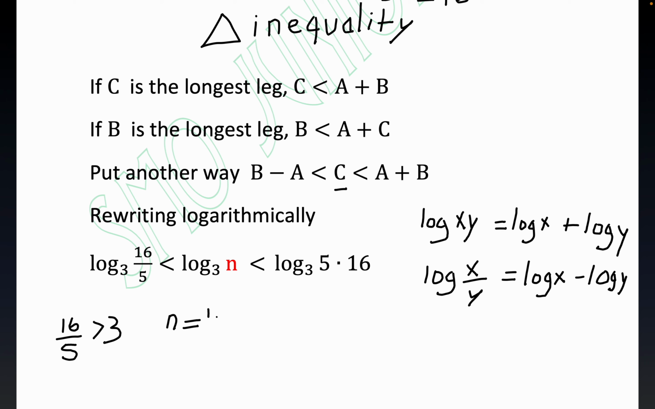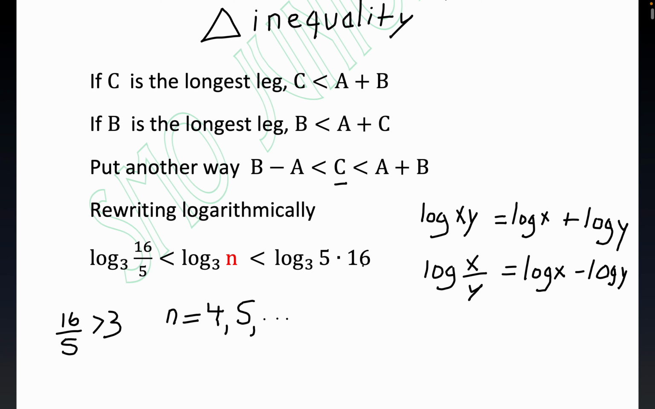Logarithm's an increasing function. You could have 4 or 5, and we'll go ahead and put the infamous ellipsis. Now 5 times 16 is 80. We have to be strictly less than 80, so it would be 4 through, we can go 78, 79, like that. Okay. Now we're supposed to count the number of n's.